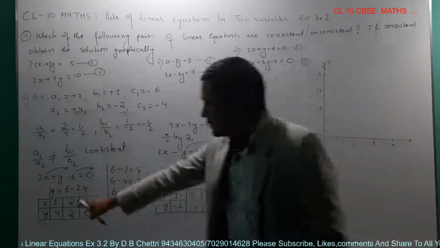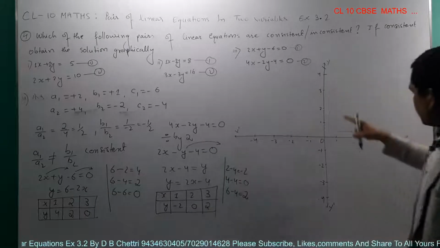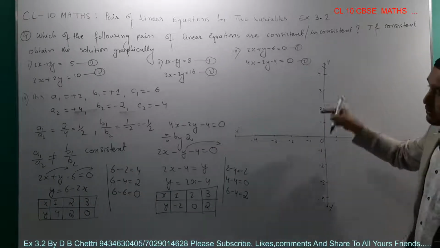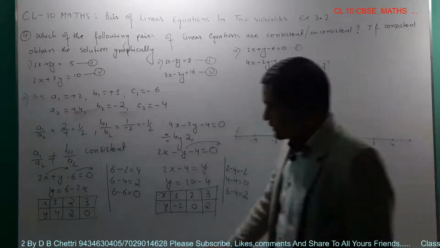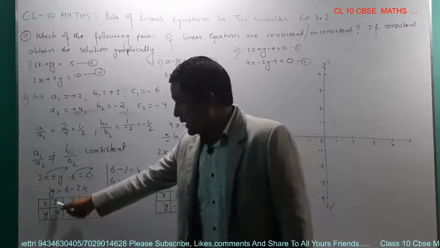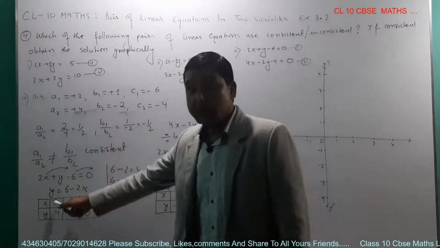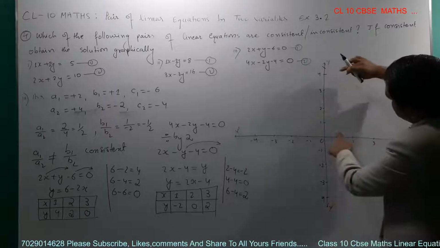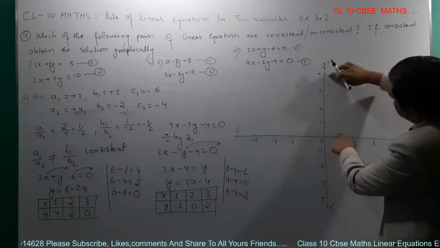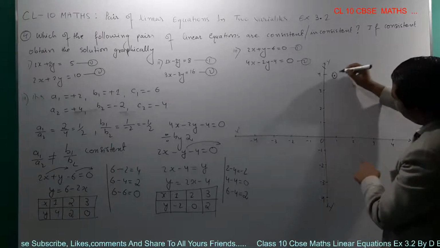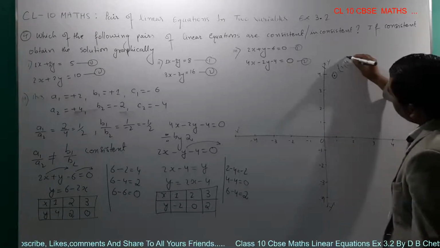The largest number is 4, that means we are going to make the graph up to 4. Now we are going to plot the points. Let's plot the points from table 1, equation 1. x is 1, y is 4. This is the required point (1, 4).